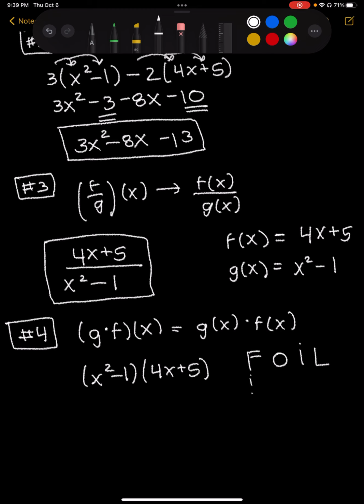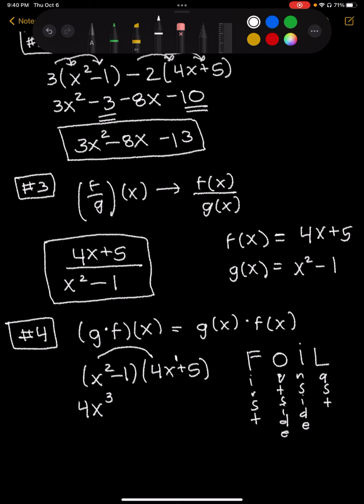first, outside, inside, and last. So we're going to multiply the first chunks together. x squared times 4x would give me 4x to the third power, because when we multiply x's, you add the exponents, and this little x has an exponent of 1. We never put the 1 there because it's kind of an imaginary thing that we assume, but it's there.